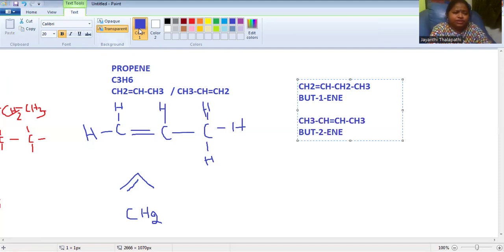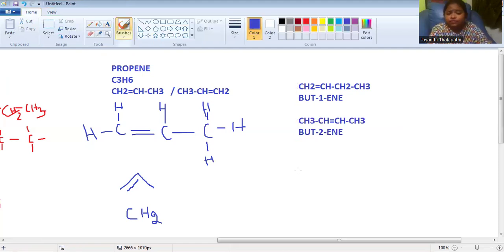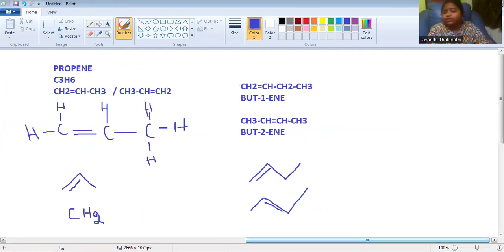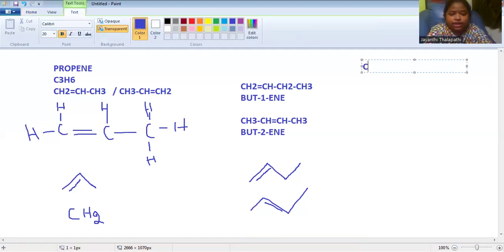But where there is a change again is the skeletal formula. When you draw the skeletal formula with 4 carbon atoms, if it is but-1-ene, the double bond will be over here. If it is but-2-ene, the double bond will be over here, right? So that's the difference between but-1-ene and but-2-ene. Okay. What about if it is an alkyne? Alkyne means the general formula will be CnH2n minus 2.